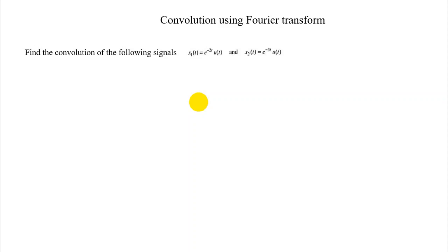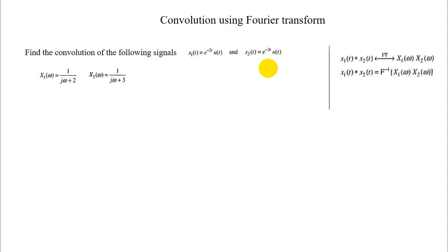Today, in this video, I will discuss the convolution of signals. Basically, for performing the convolution using the Fourier transform, you have to perform the convolution between two signals. As you have seen, here x1 is given by e to the power minus 2t u(t), and x2 is e to the power minus 3t u(t). So two functions or two signals are given here. So what would be the procedure?